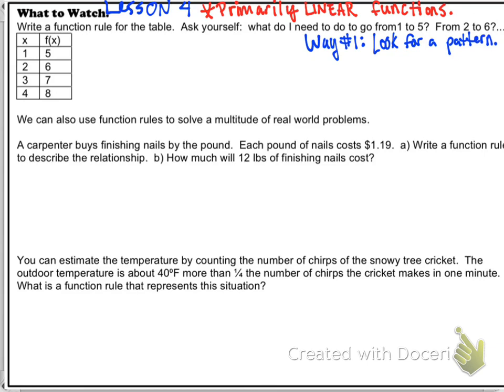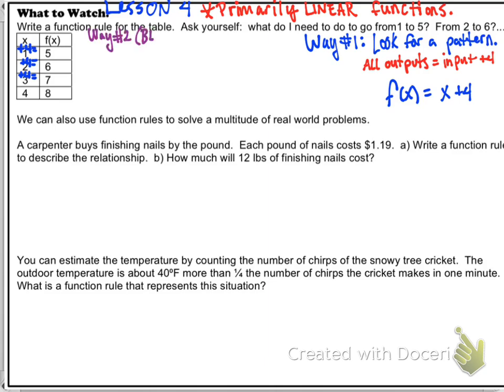So we can just look for a pattern. And if we notice here that every time, oops, those are in the wrong spot, but if I add 4 to the x's, that'll give me the y. So every input plus 4 gives me the outputs. Therefore, I could write a function rule of f of x is inputs plus 4 gives me the output. All right, so I noticed that one there, but a more universal way, or especially if they don't give me a nice little 1, 2, 3, 4 for my inputs there, would be this way I'm going to do now.